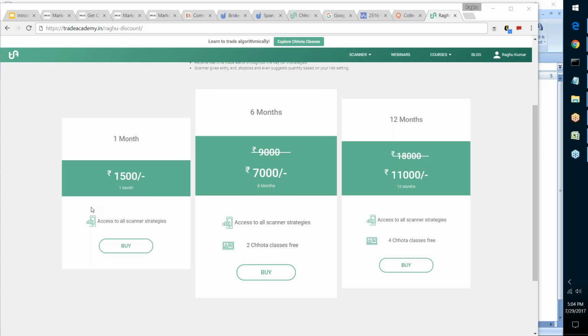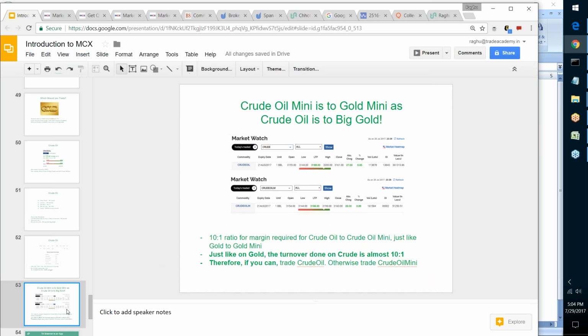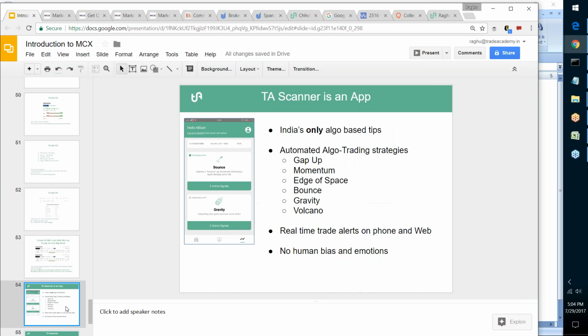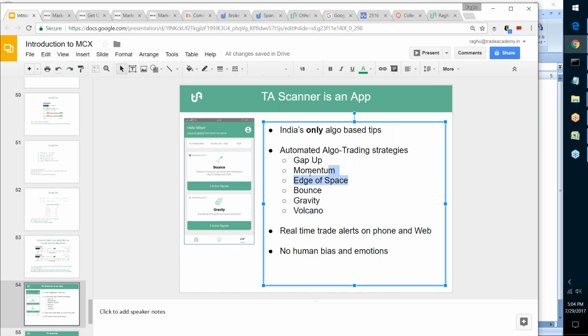So there are 4 different intraday strategies and 2 positional strategies. Momentum and edge of space are the positional strategies, and we're going to be replacing edge of space with a better version of a positional strategy. Gap up, bounce, gravity, and volcano are all intraday, and you get trade alerts on your phone and on the web.